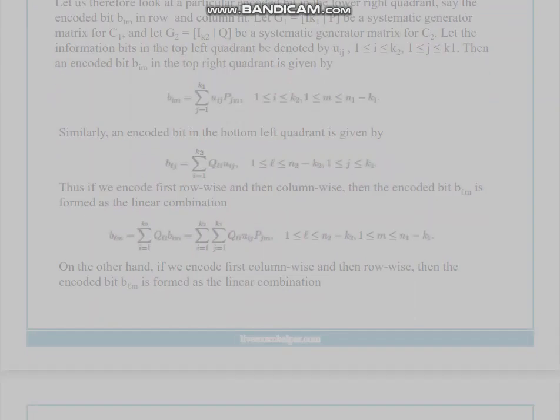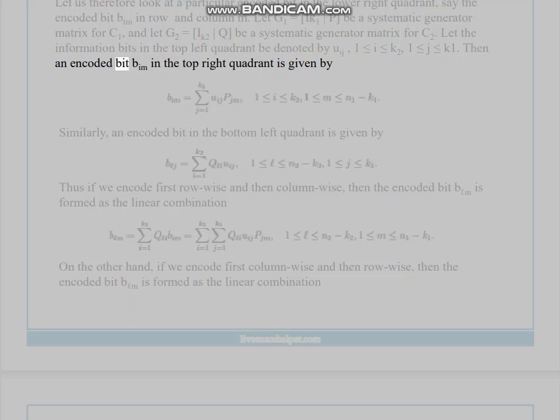Let us therefore look at a particular encoded bit in the lower right quadrant, say the encoded bit B_TM in row T and column M. Let G1 = [I_K1 | P] be a systematic generator matrix for C1, and let G2 = [I_K2 | Q] be a systematic generator matrix for C2. Let the information bits in the top left quadrant be denoted by u_ij, 1 ≤ i ≤ K2, 1 ≤ j ≤ K1.